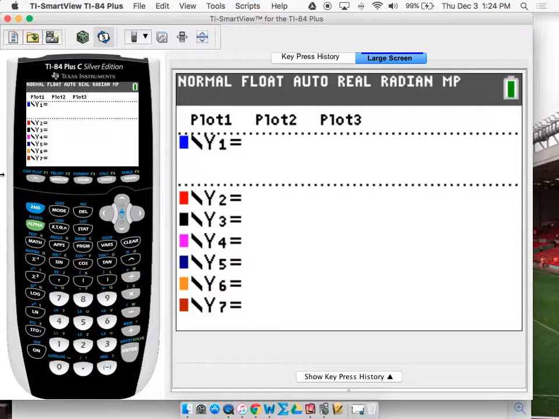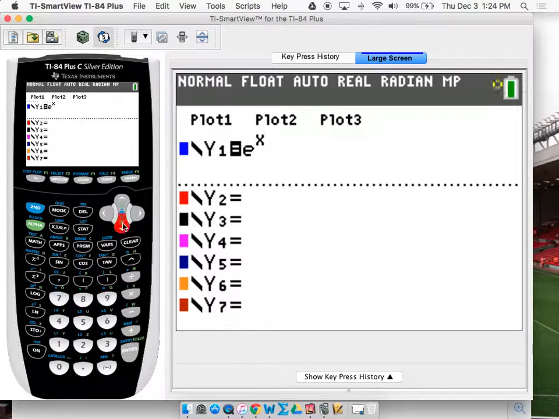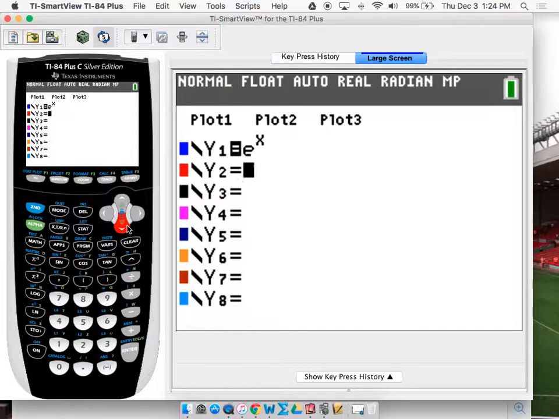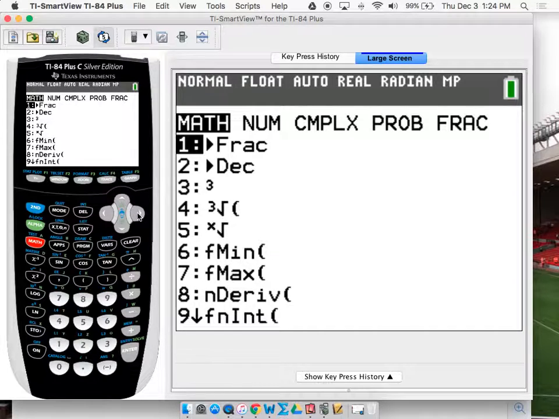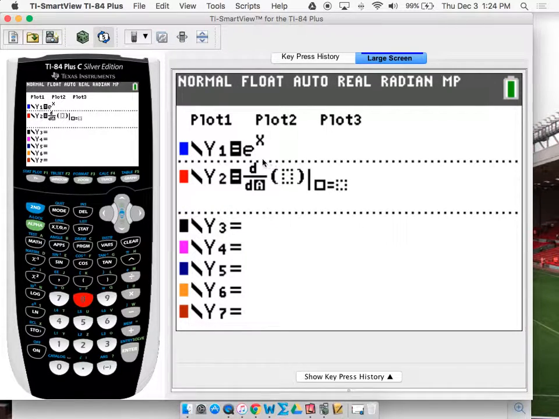All right, so put in e to the x in y1. So where's e to the x? Second. All right, now if you want to graph the derivative again, hit math button. Math 8, hit number 8. Now we're taking the derivative with respect to x. Now you can either type in y1 here, or you can just type in e to the x again.